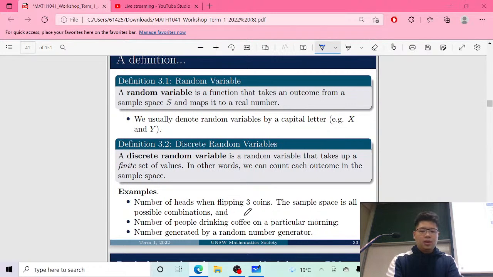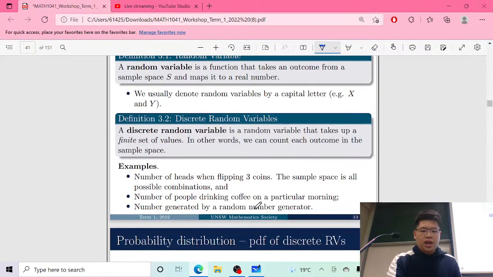So for example, the number of heads when flipping 3 coins, right? You can either have 0 heads, 1 head, 2 heads, or 3 heads. There aren't infinitely many heads, or decimal values like 3.15 heads. That doesn't make sense. Another example is the number of people drinking coffee on a particular morning. That's also countable. A number generated by a random number generator is also a discrete random variable.